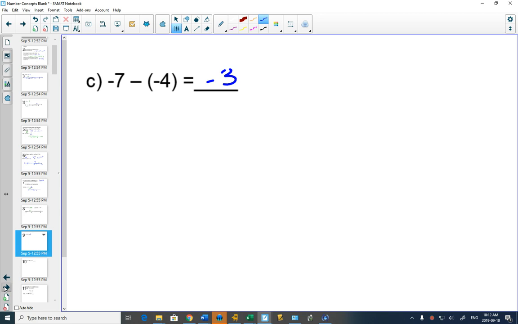Okay? What happened? Well, here's our number line. Here's 0. 1, 2, 3, 4, 5, 6, 7. We're starting at -7. It says subtract. So we initially think we're going this way. But then we hit a negative. Negative does the opposite.